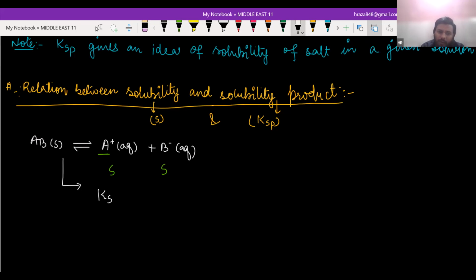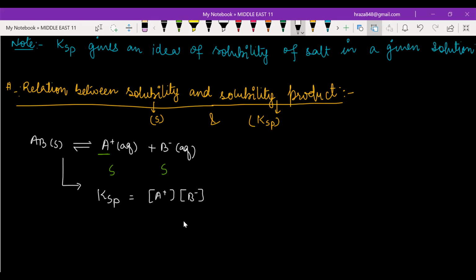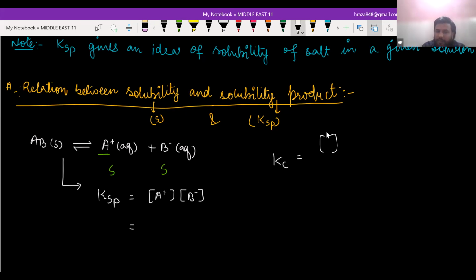Now write the expression for Ksp for this reaction. Ksp will be equal to [A+] into [B-]. Is this clear, everyone? In Kc, it was basically molarity. In Ksp, it is also molarity, but this molarity represents solubility: how many moles per liter are soluble in the solution. So we just took it as S into S will be equal to Ksp. So S square will be Ksp.